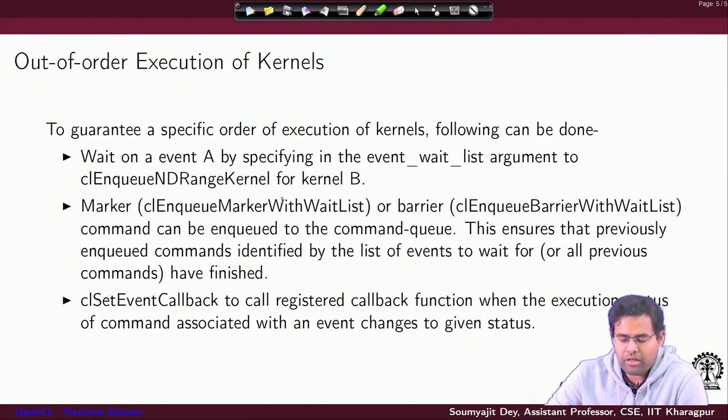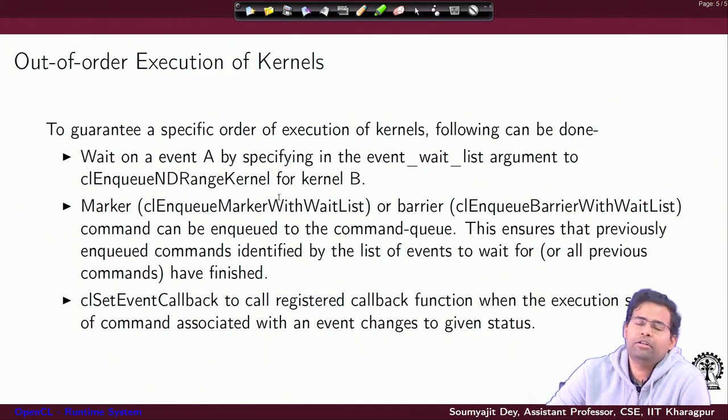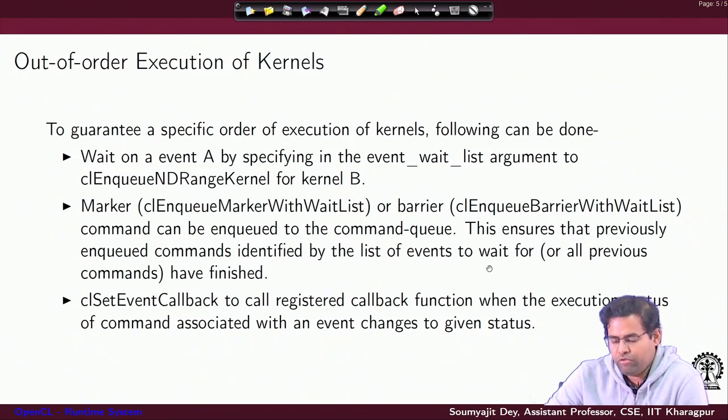So this, as we have seen, I can enqueue barrier or marker commands in the command queue. If I put in such markers, they will also ensure synchronization inside the command queue and prevent some out of order execution scenarios which I would want to avoid. Those which I want to happen to enhance performance, I can keep, but those that I want to avoid, I can enforce by suitably positioning the markers or the barriers in the command queues. This ensures that previously enqueued commands identified by the list of events to wait for have finished, or all previous commands, I would say.